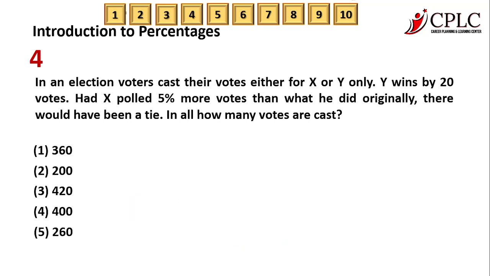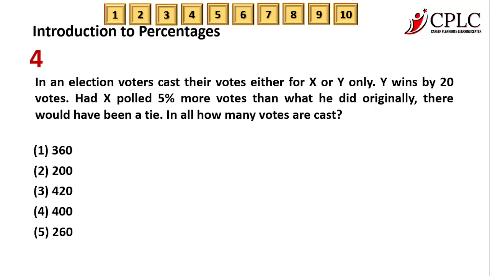Let's talk about question number four. In an election, voters cast their votes either for X or for Y only, and Y wins by 20 votes. Had X polled 5% more votes than what he did originally, then there would have been a tie. In all, how many votes are cast?